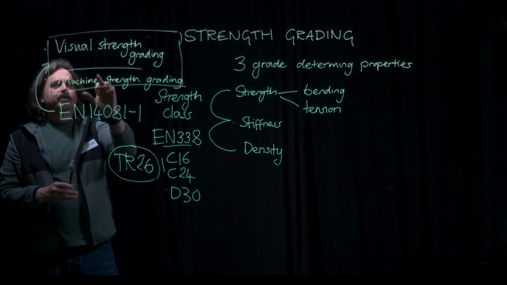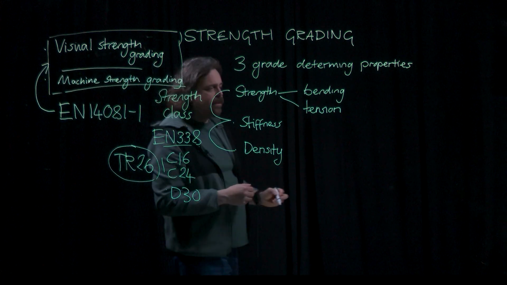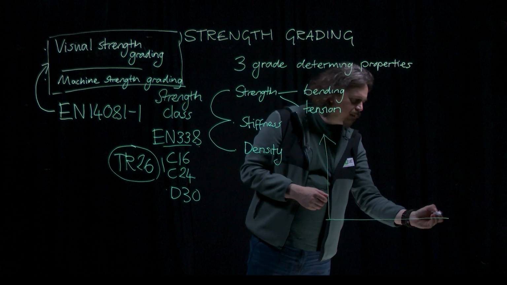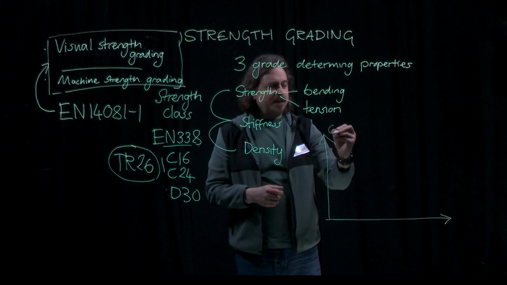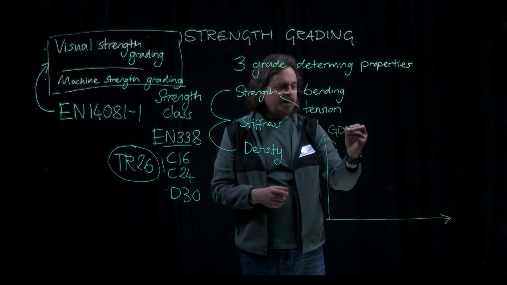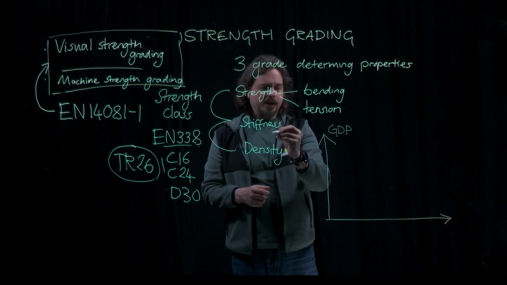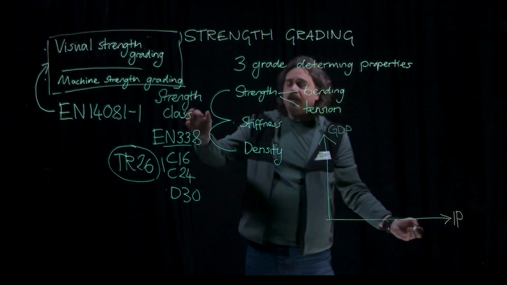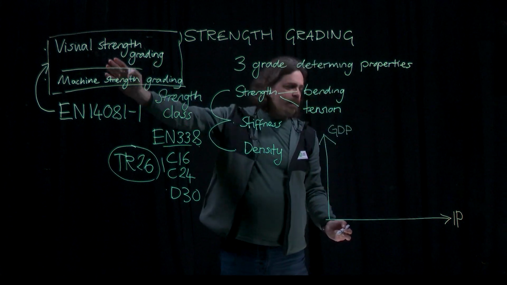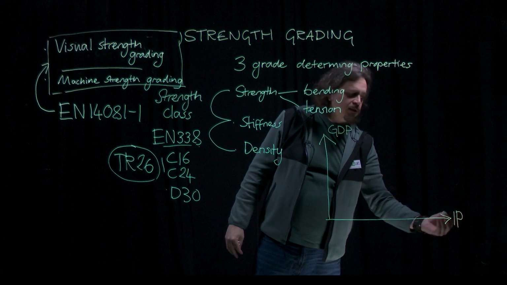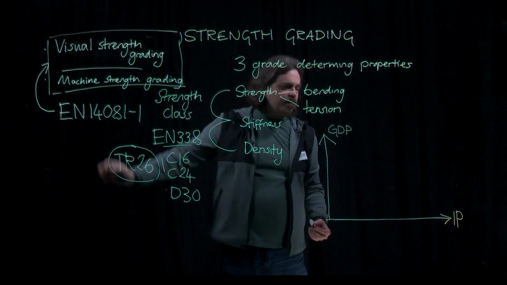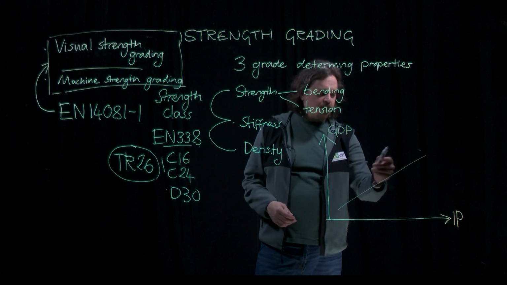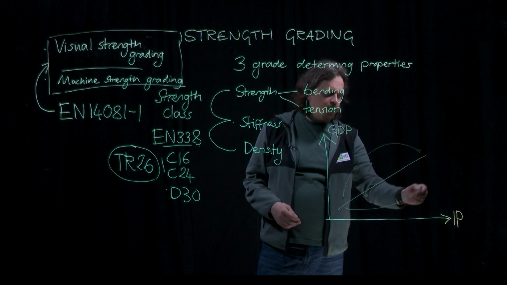So that's visual strength grading and machine strength grading, and they're really both working on the same principle underneath, and that is that we have some relationship between the grade determining property that we care about, so that would be something like strength, stiffness, density, and the thing that we can measure in the grading, which might be size of the knot in the case of visual strength grading, or it might be stiffness of the timber in the case of machine strength grading. So we can draw a relationship, but it's not perfect, so there is a cloud of points.